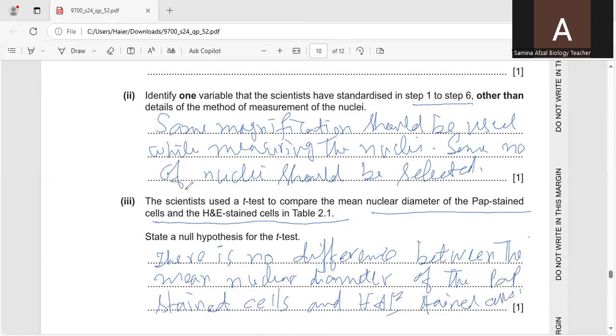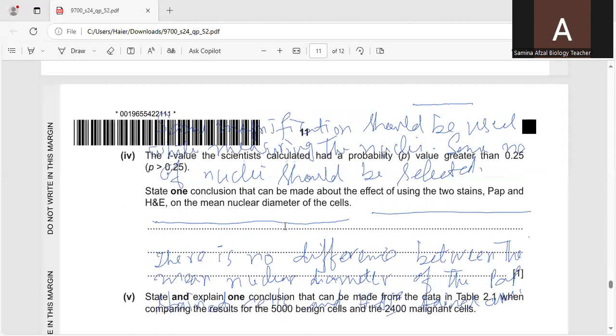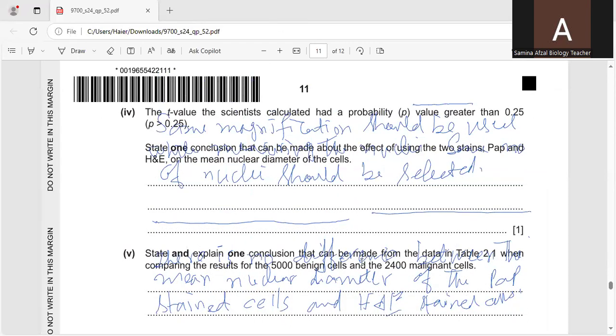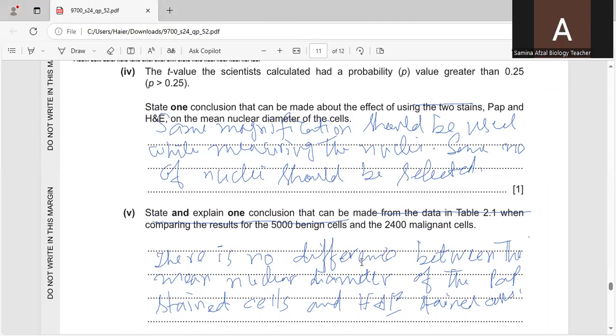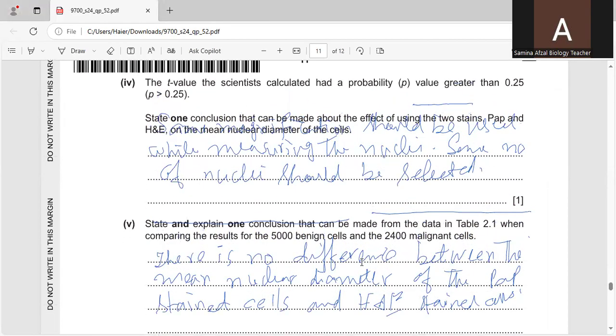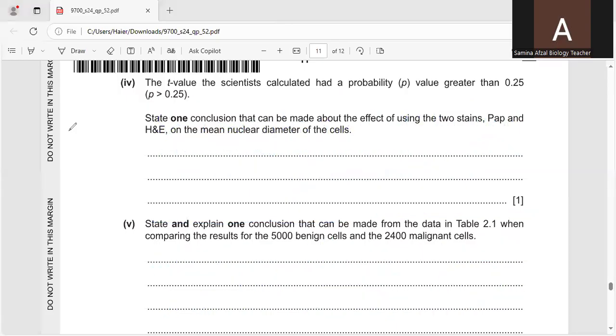Next question is the t-test. The t-value the scientist calculated had a probability value greater than 0.25. So state one conclusion that can be made about the effect of using the two stains, pap and H and E, on the mean nuclear diameter of the cells. So you can say, state one conclusion, effect of using the two stains.